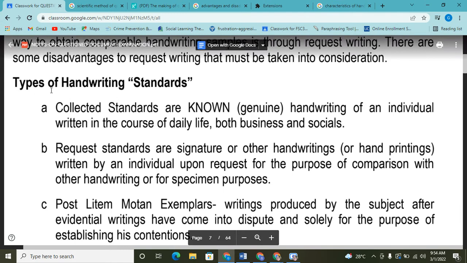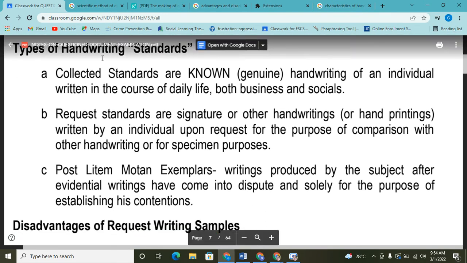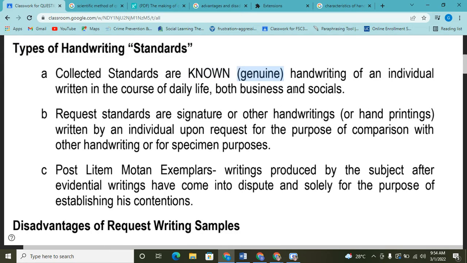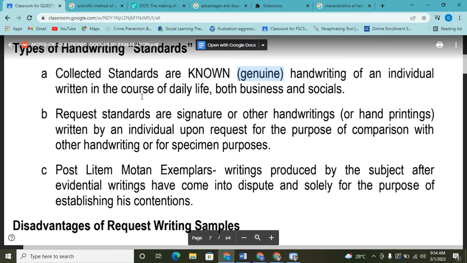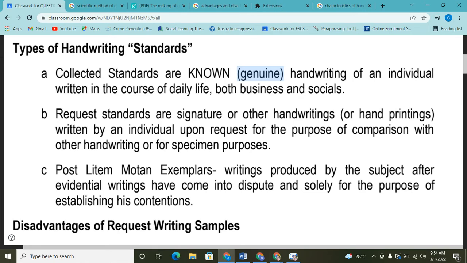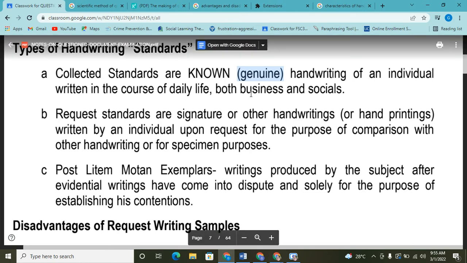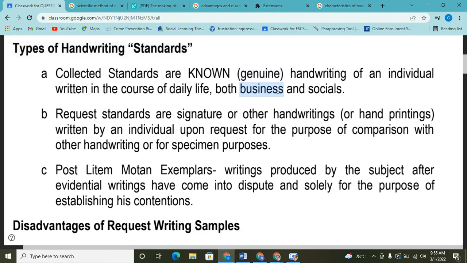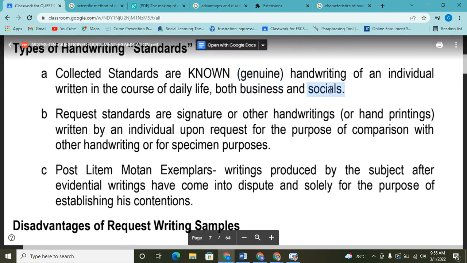Now let's talk about the different types of handwriting. So, again, your collected standards. These are known standards or exemplar. And these are, of course, known, so it is genuine or authentic. So, these are executed, for example, in the daily course of life. If you are a teacher, it can be a lesson plan or class record. It can also be in relation to business, work, or social matters.